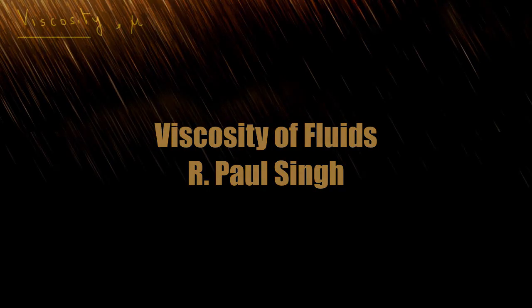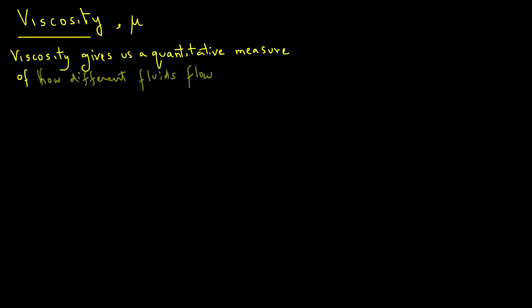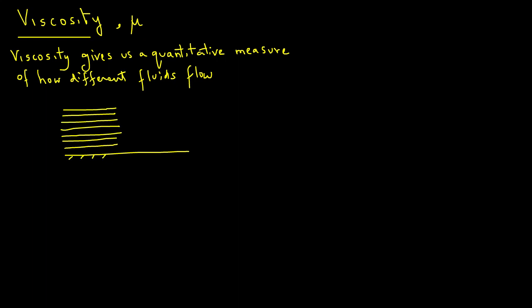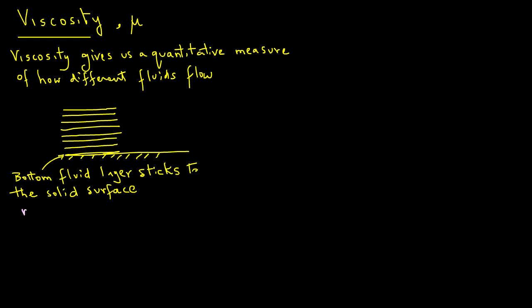Viscosity of a fluid is an important property that gives us a quantitative measure of fluid flow. Let's imagine that fluid is made up of different layers, and we are going to assume that the very bottom layer, as shown in this figure, sticks to the wall. So in other words, it doesn't move. In fact, we call this a no-slip boundary condition, and all fluids actually satisfy this condition.